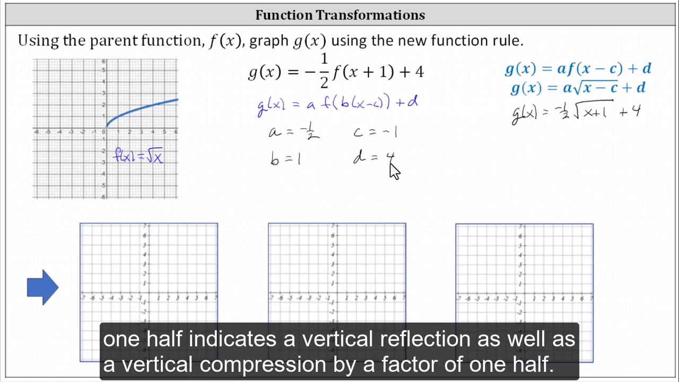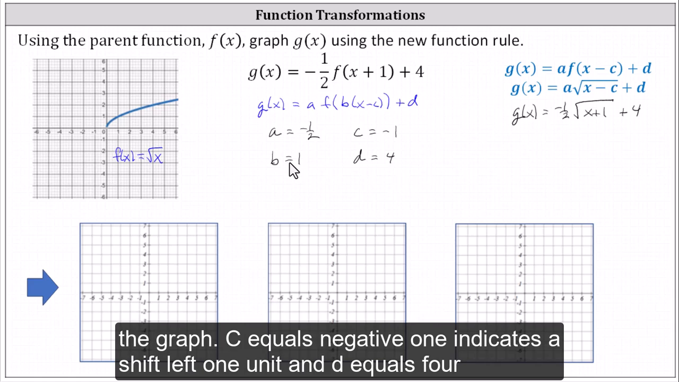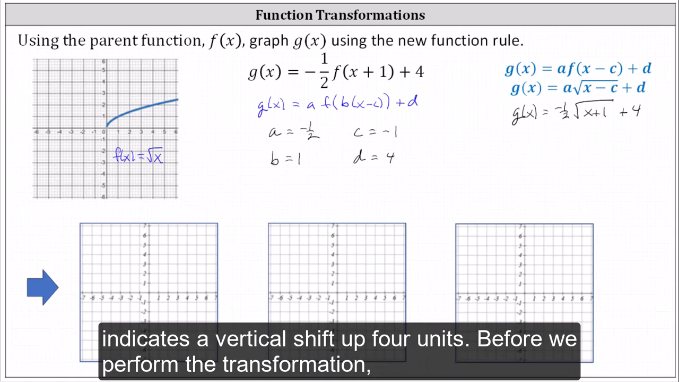A equals -1/2 indicates a vertical reflection as well as a vertical compression by a factor of 1/2. B equals 1 indicates there is no horizontal stretch or compression, which indicates b does not affect the graph. C equals -1 indicates a shift left 1 unit, and d equals 4 indicates a vertical shift up 4 units.